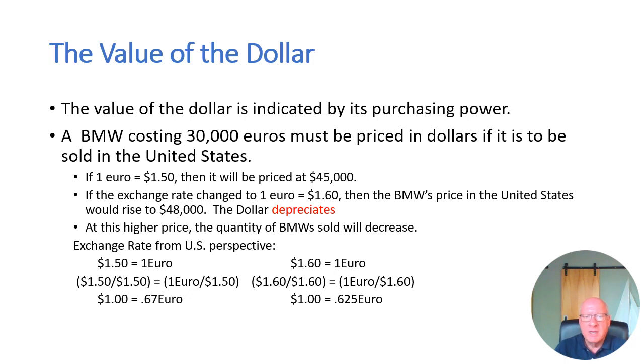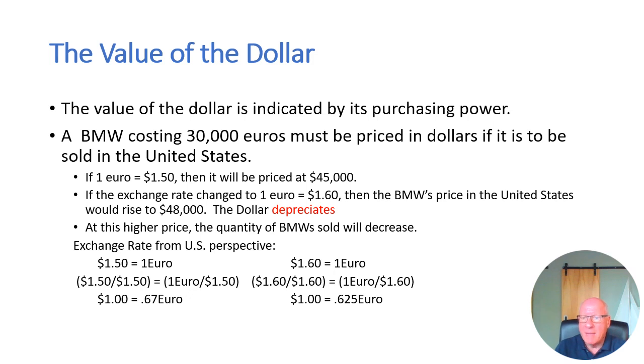Okay? Now, down below, as you can see, I've done the math for you, so you can work out what this would be in exchange rates from a US perspective. At the original, 1 euro equals $1.50. That would be $1 equals 0.67 euros. So if you looked up the exchange rate, it would say 0.67 euro. That would be the exchange rate, because it's assuming we're talking about 1 US dollar.